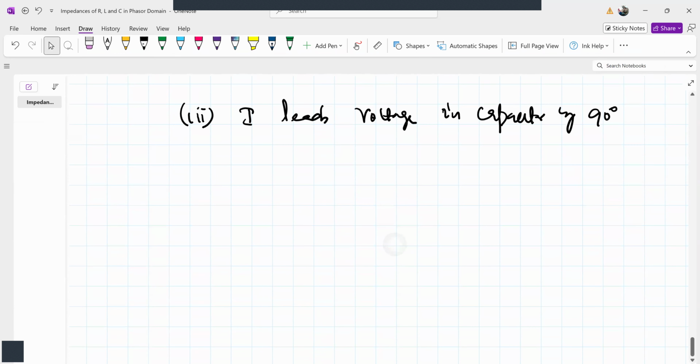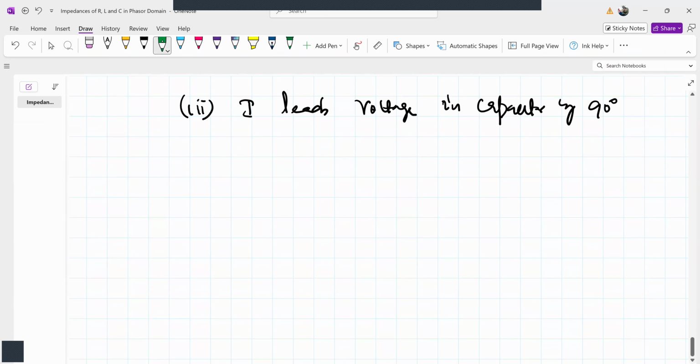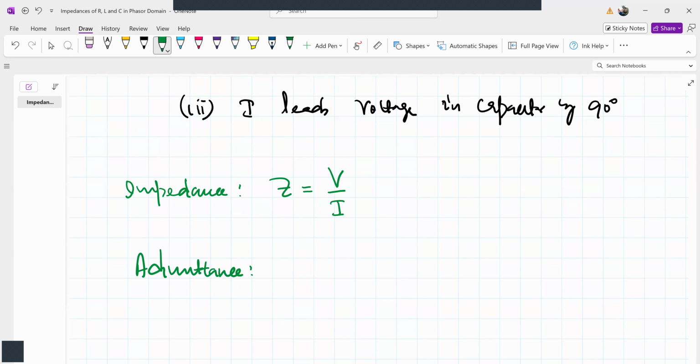Okay, so let's summarize the impedances. Also, one more quantity. Impedance is defined simply as Z is V by I. Another quantity that's very important for us is called the admittance. Admittance is defined as the inverse of impedance and it is denoted by the letter Y. So it is defined as the inverse of impedance. So if you substitute V by I here, it will be current divided by voltage.